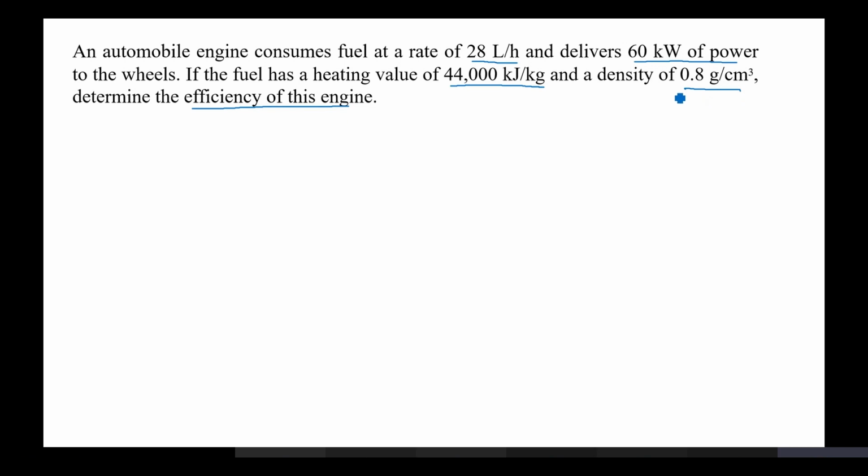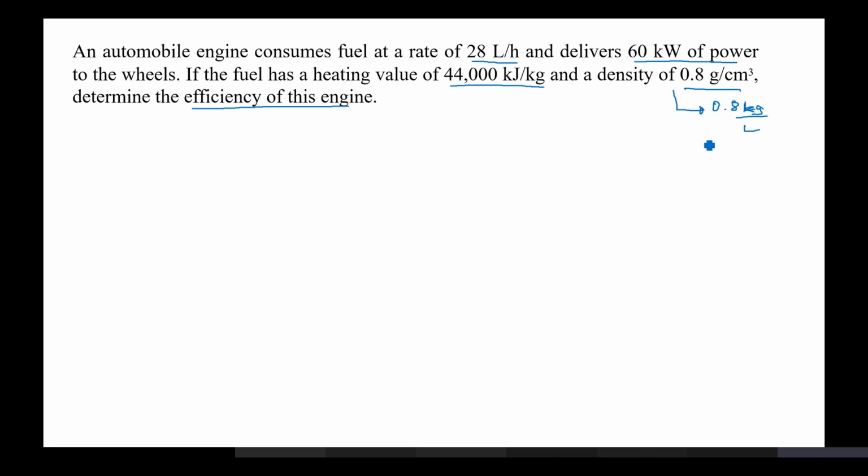I'll give you 2 minutes, but before that, I'll give you a hint. 0.8 grams per centimeter cube is essentially the same as 0.8 kgs per liter. 1000 grams is equivalent to 1 kg and 1000 centimeter cube is equivalent to 1 liter. So grams per centimeter cube is essentially the same thing as kgs per liter. Considering this, you have to find out the efficiency of the system.